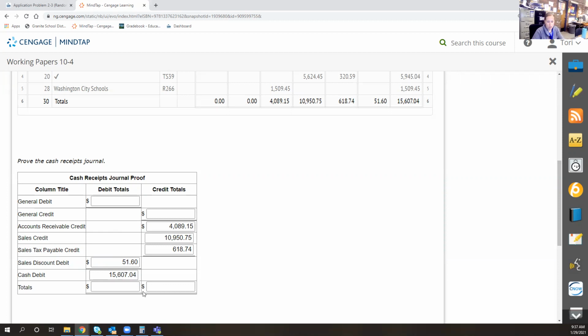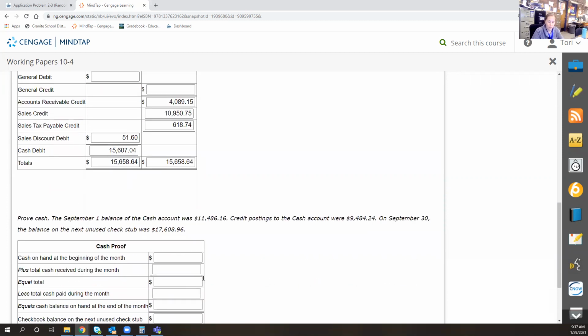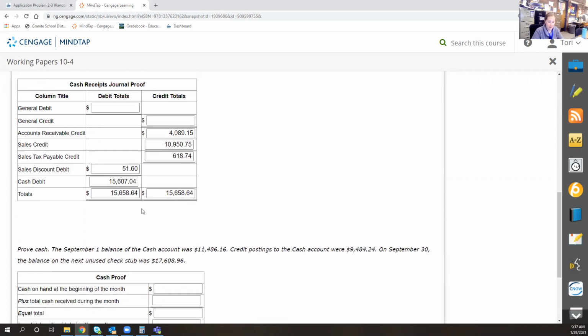Now you know the next step that we always do, right? We add up each column. Now this one is $15,658.64. And if you notice, when you calculate up on the other side, it is identical. So it should be the same.